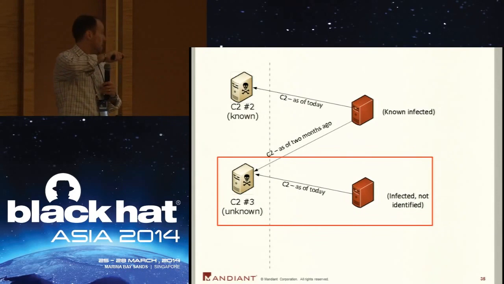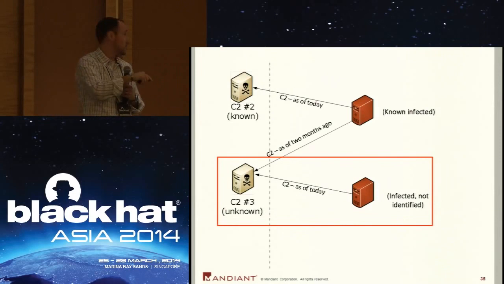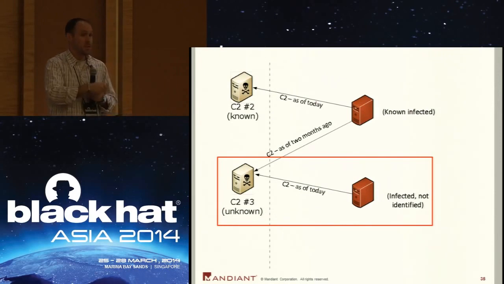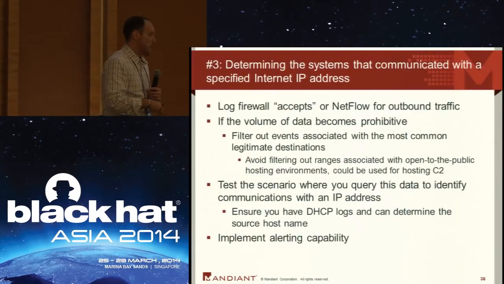So 2 months ago it was configured here. Today it's pointing to a different one. But maybe there's an additional system here that you don't know about that is currently communicating with this command and control, and you just got that IP from historical information. So my point is you want to be able to also leverage information back in time to look for systems that you may have otherwise missed.